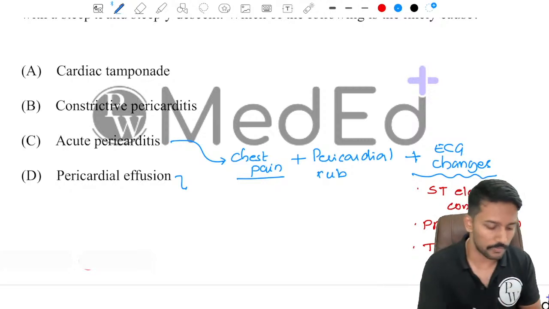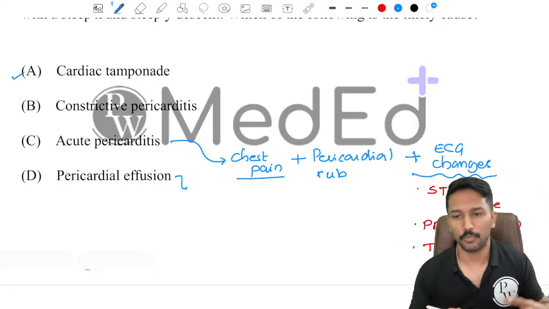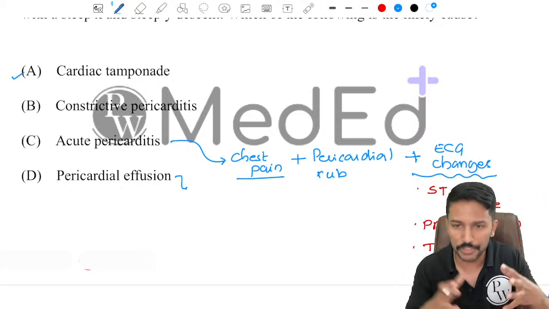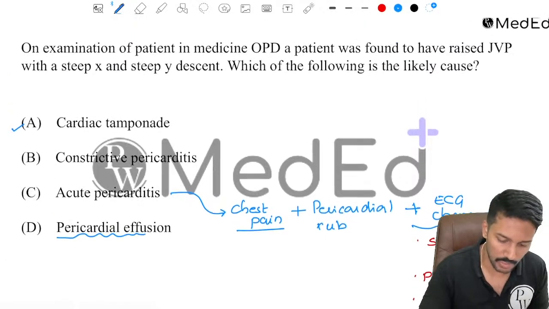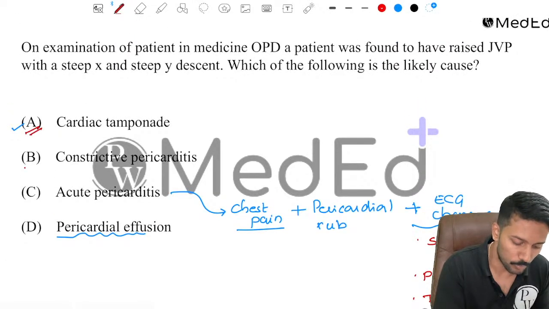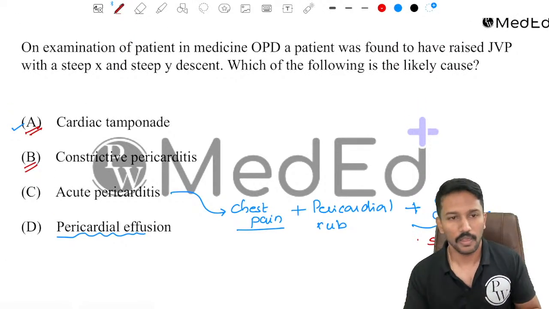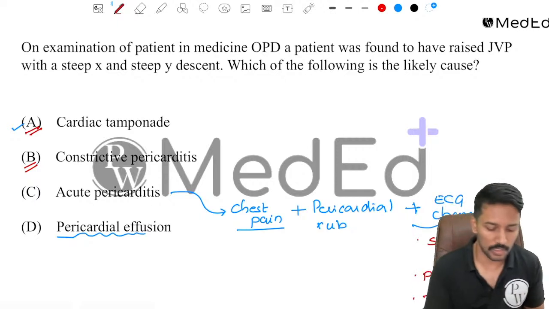When it is constricting the heart, we call it cardiac tamponade. If there is an effusion which is causing the compression on the heart, it is cardiac tamponade. So pericardial effusion in a simple case is unlikely to cause any changes on the JVP. So mainly we have to differentiate between cardiac tamponade and constrictive pericarditis. And to make you remember, I'll give you a simple mnemonic.